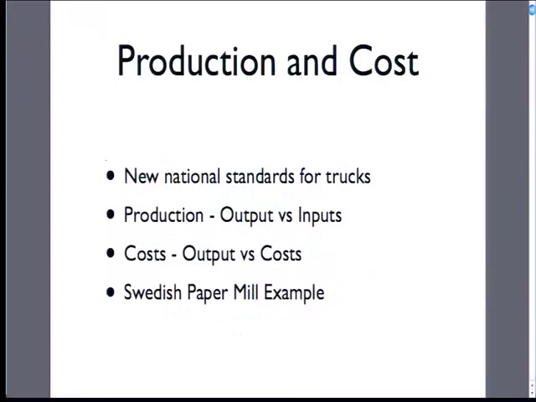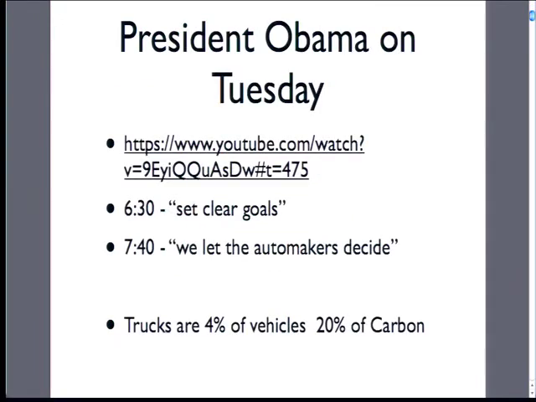First I'm going to talk about emission standards. Last class, at the end of the class, we talked about emission standards, so we'll start out there. Then we'll do production curves, which are output versus inputs, and then we go cost versus output. So we move from just looking at inputs to outputs into cost for outputs, and then we'll go to Swedish paper mills.